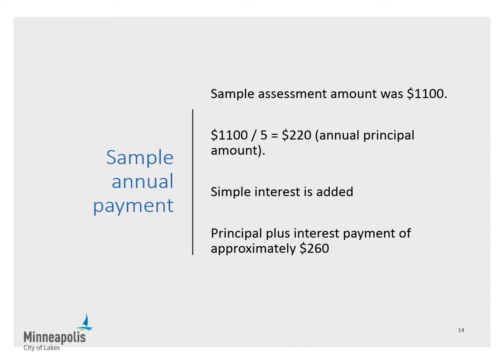Let's look at the sample assessment calculation we saw in an earlier slide. Our sample assessment amount was $1,100. Dividing up over 5 years, this would result in an annual principal payment of $220. Adding in simple interest, this would bring the annual payment to approximately $260.